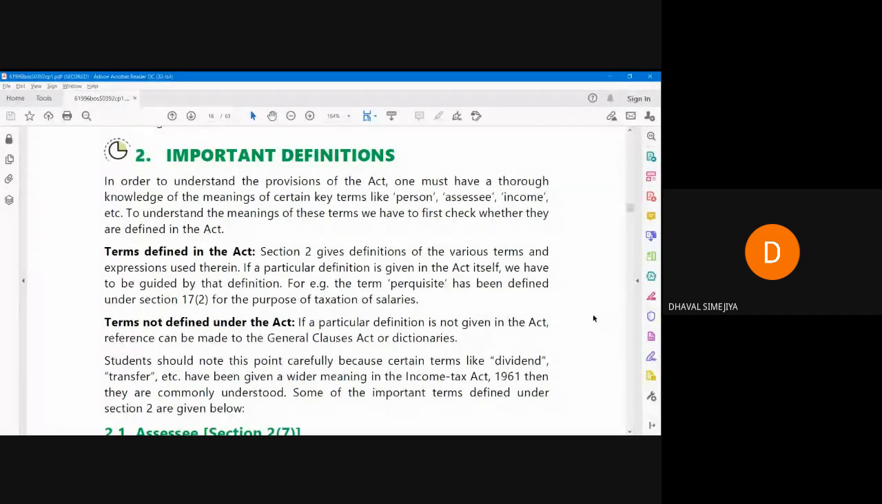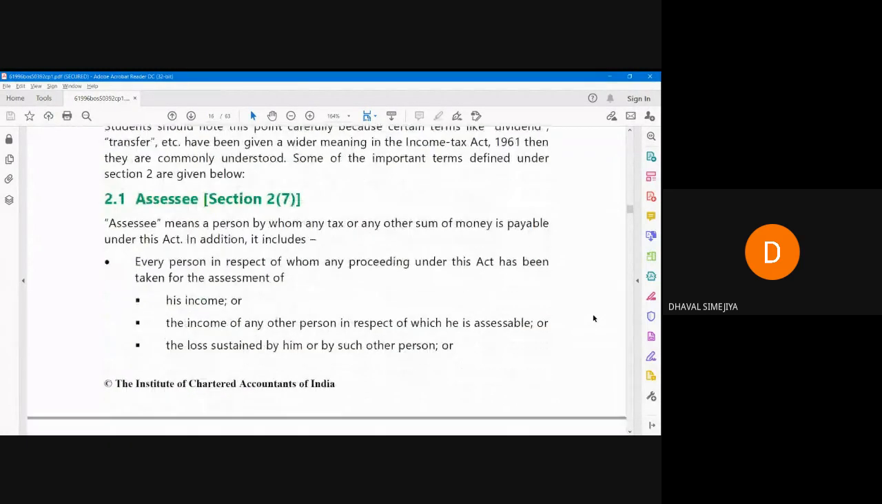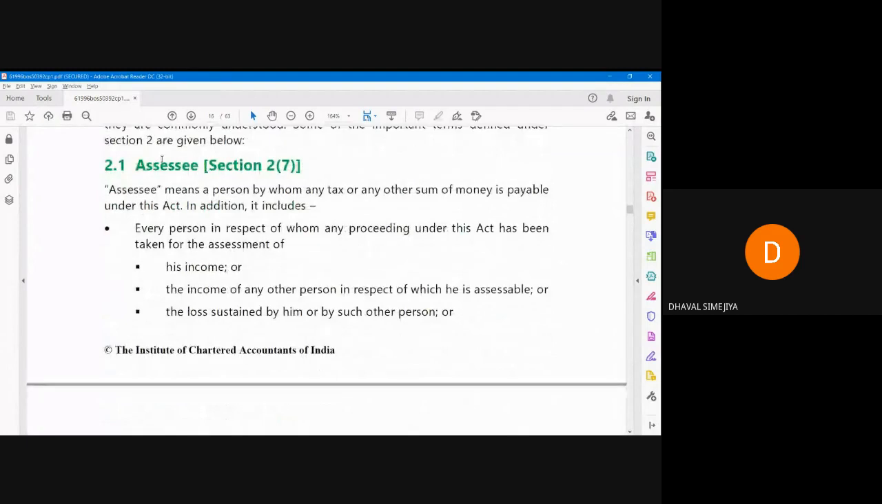Now, important definitions. First of all, SSE. What is the meaning of SSE? SSE means a person by whom any tax or any other sum of money is payable under this act. Means a person who is supposed to pay any tax or any sum of money.